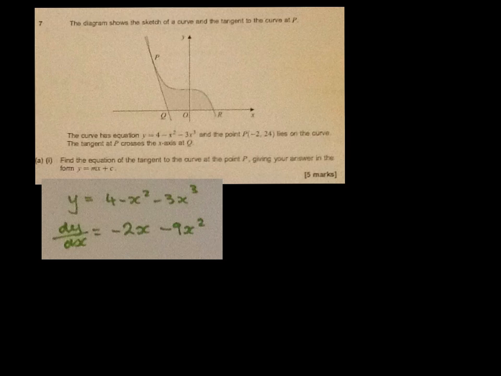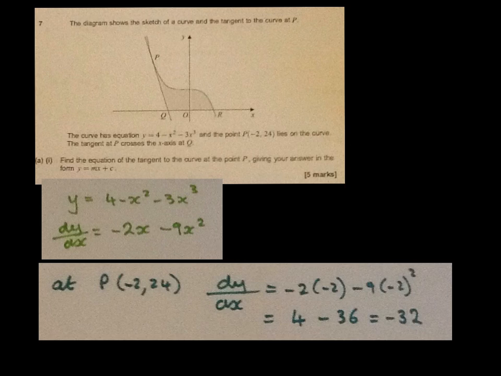Okay, so we need to find the actual value of the gradient at the point P. So at the point P, the x-coordinate is minus 2, so if we sub that in. Okay, so you see we've subbed in minus 2 there. So minus 2 times minus 2 is plus 4. Minus 9 lots of minus 2 squared. Well, minus 2 squared would be positive 4, which would give me minus 36. And that would give me the gradient of minus 32.